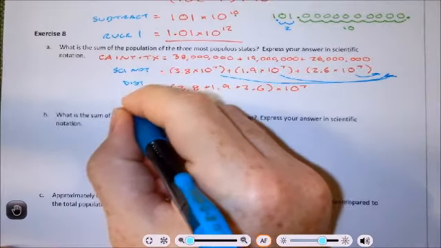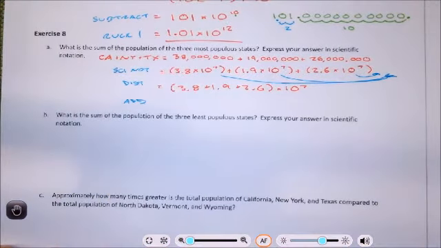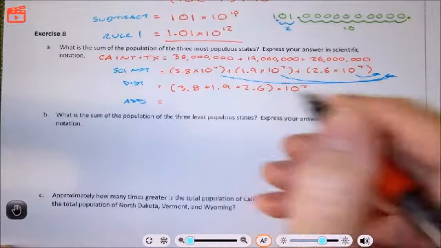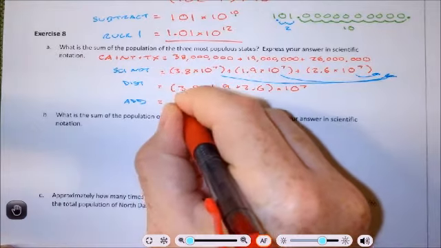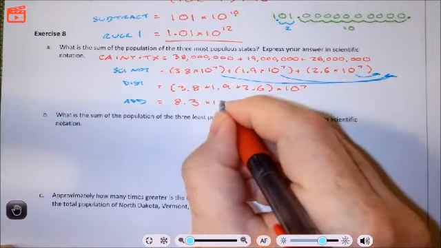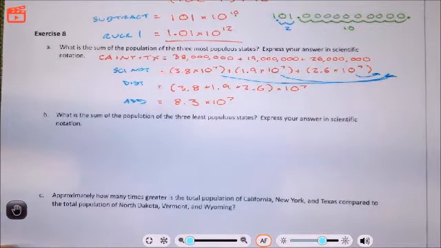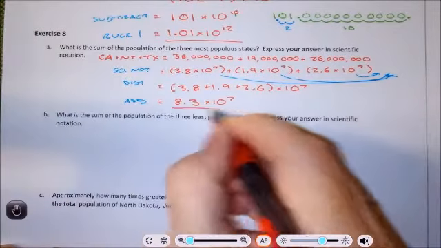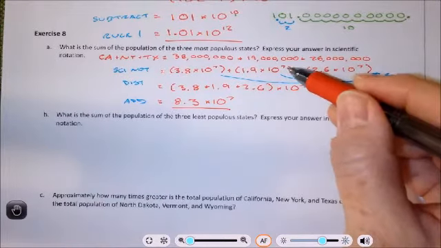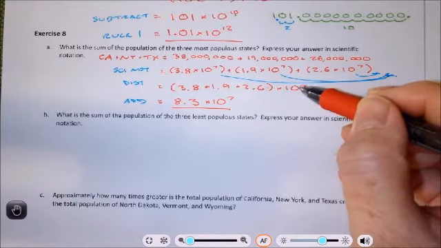Next thing you do is you add the decimal numbers, and this is where it's okay to use a calculator to add those. You get 8.3, and it's times 10 to the 7th, and that is in scientific notation. So that is the sum of the population for the 3 largest states: 8.3 times 10 to the 7th. You change it to scientific notation, you distribute out, and you add.